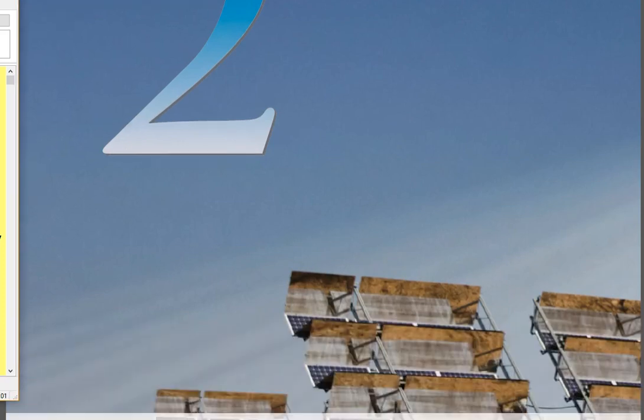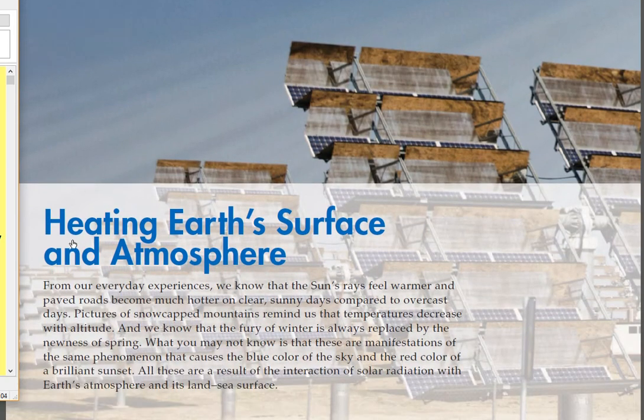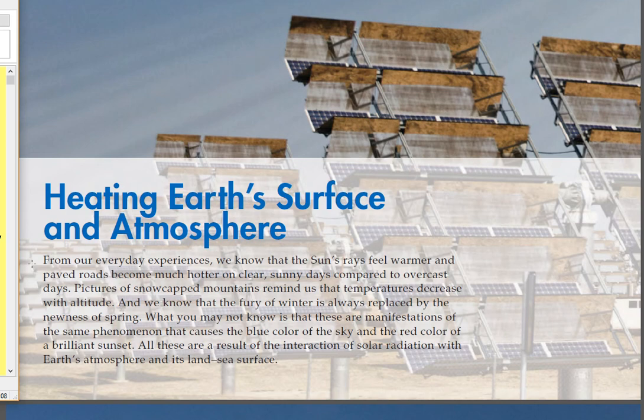Chapter 2, Heating Earth's Surface and Atmosphere. From our everyday experiences, we know that the sun's rays feel warmer and paved roads become much hotter on clear, sunny days compared to overcast days.